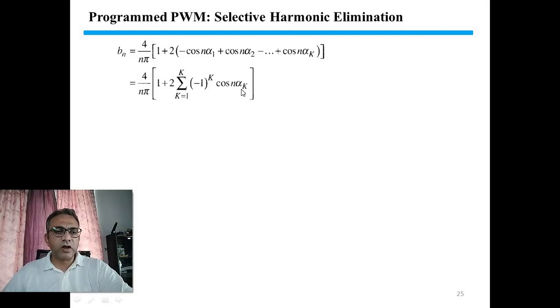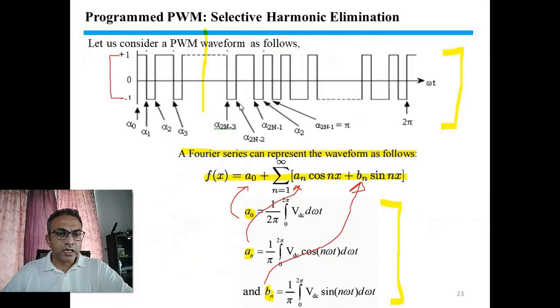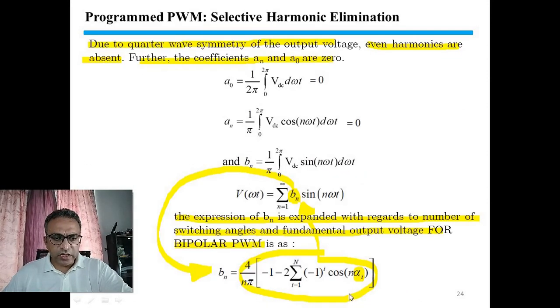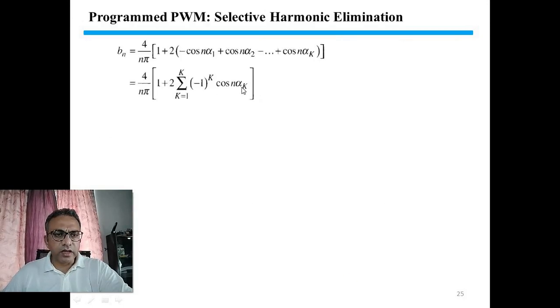The alpha I or alpha K are our switching angles. Where are the switching angles? Here is the switching angle. These are the switching angles: alpha naught, alpha 1, alpha 2, alpha 3. I'm sorry for this change. Alpha I is written over here, but here it is written alpha K, but it is the same thing. Alpha I and alpha K represent the same thing. So we have to find alpha I or alpha K.